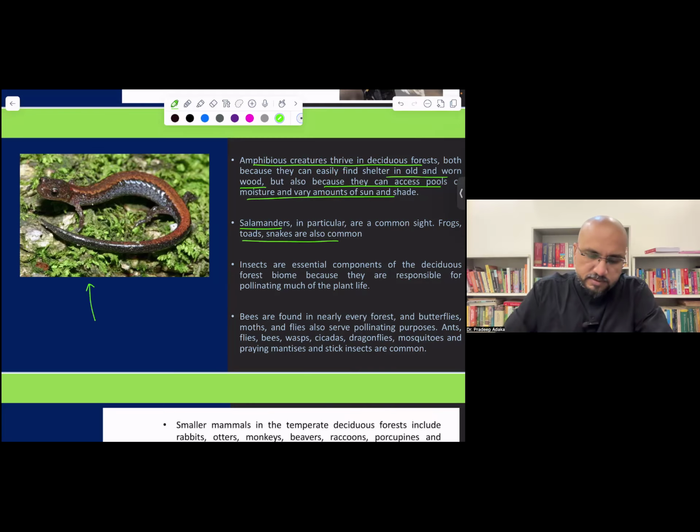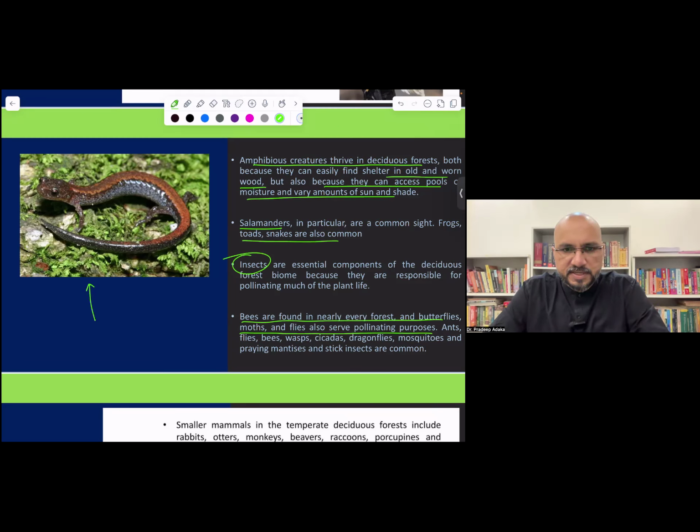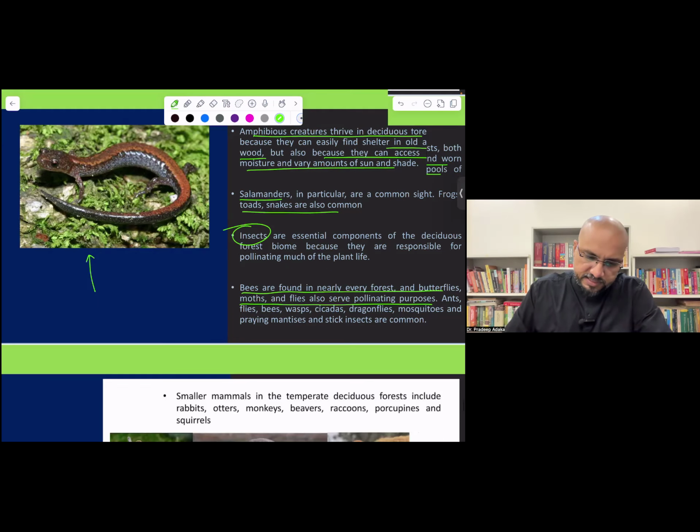So insects, they are also very common. They are also responsible for pollination. So bees are found in nearly every forest, and butterflies, moths, and flies, they are mainly the pollinators. Ants, bees, wasps, cicadas, dragonflies, mosquito, these are the common insects.